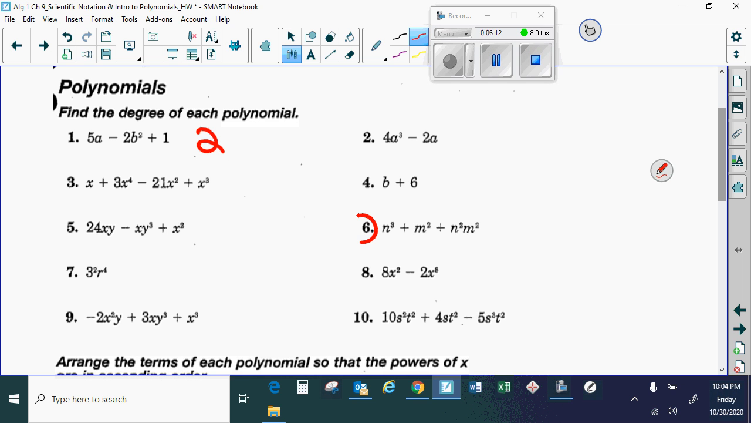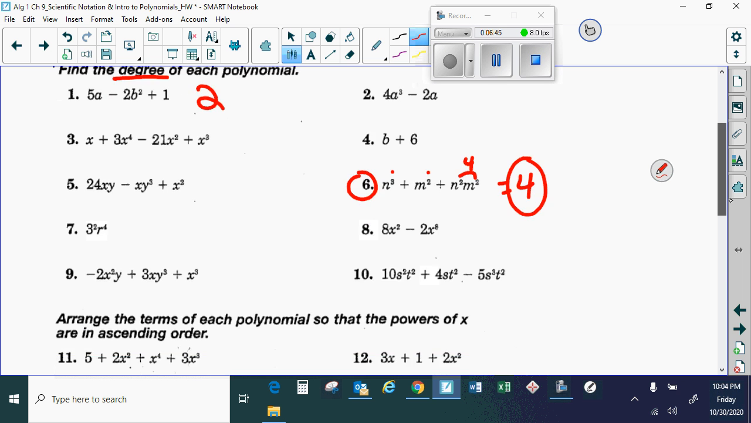Now, here's an example of what I was talking about when I have more than one variable in a term. See, there I've got 3 here, 2 there, but here 2 plus 2 is 4. So the degree is 4. Okay? So there's more than one variable in one term. Remember, terms are separated by plus and minus signs. So there's 3 terms in number 6. The degree of the first term is 3, the degree of the second term is 2, and the degree of the third term is 4, and we name the highest degree, wherever that is in the terms.